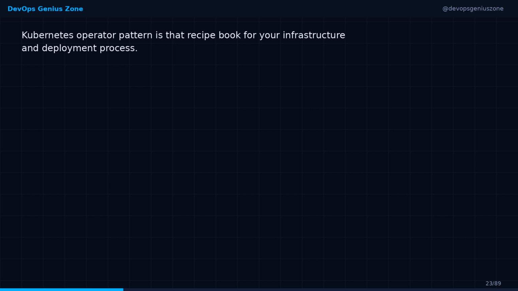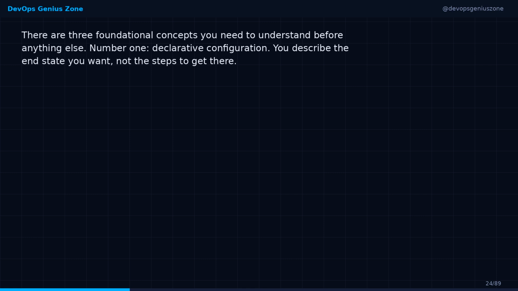Think of it like this analogy. Imagine you're opening a new restaurant. You could rely on each chef memorizing their own recipes, or you could have a standardized recipe book where every dish is made the same way every time. Kubernetes operator pattern is that recipe book for your infrastructure and deployment process.